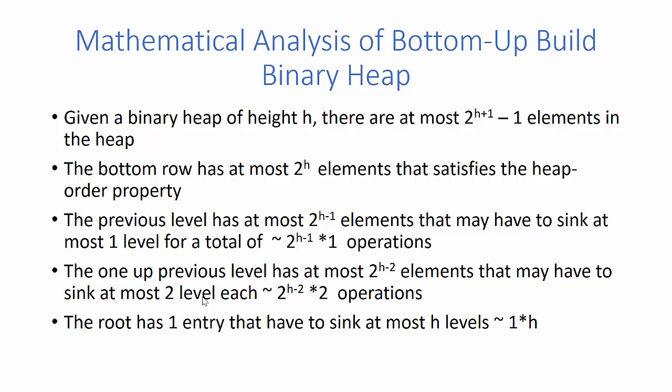And then the mathematical analysis of the bottom-up build heap would be that given a binary heap of height h, there are at most 2 to the h plus 1 minus 1 elements there. And so the bottom row has at most 2 to the h elements that already satisfy the heap order property. By themselves, they are heaps below them. And the previous level has 2 to the h minus 1 elements that may have to sink at most one level, for a total of 2 to the h minus 1 operations. The one up previous level has at most 2 to the h minus 2 elements that may have to sink at most 2 levels each. And the root will sink at most h levels, an operation on just one element.